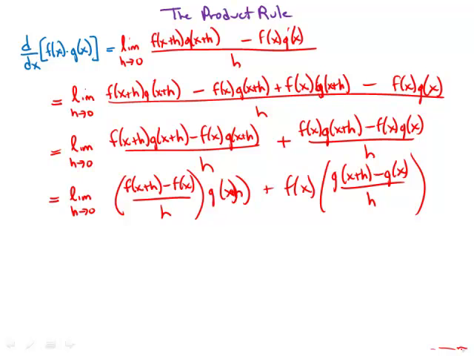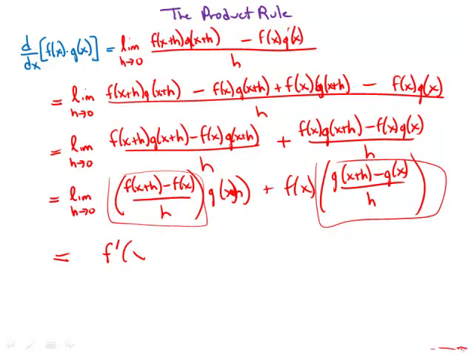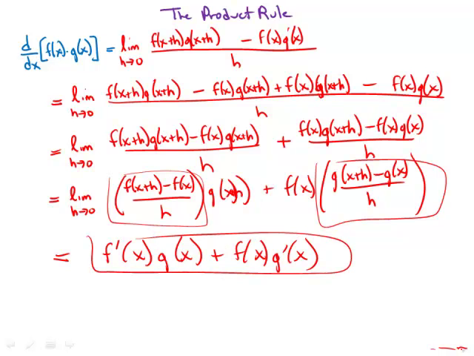And of course, this first one just becomes the derivative, and this one also becomes a derivative. G of x plus h, as h goes to 0, that just becomes g of x. And then f of x, of course, stays f of x. So what we get is the derivative of f of x times g of x plus f of x times the derivative of g of x. And this is the product rule.